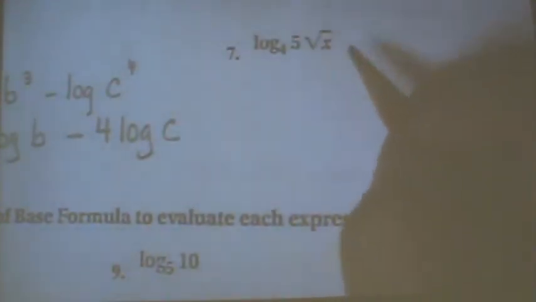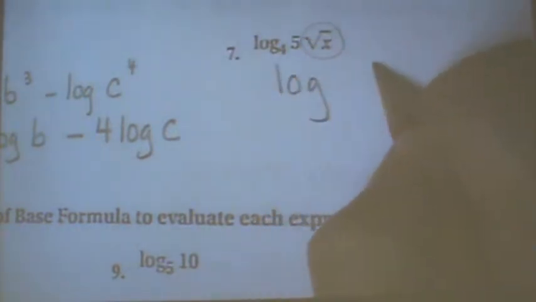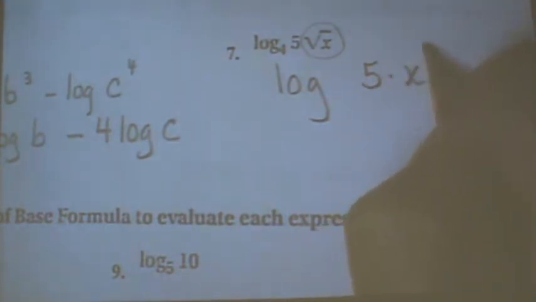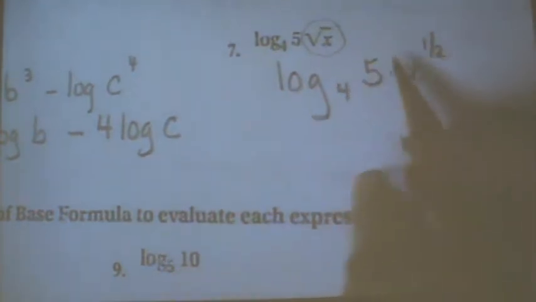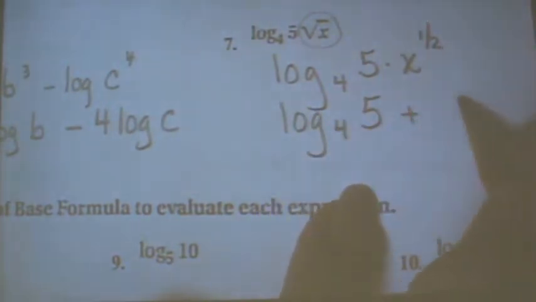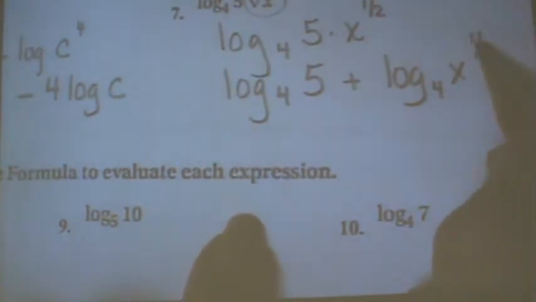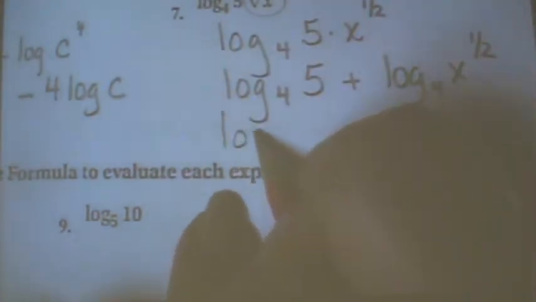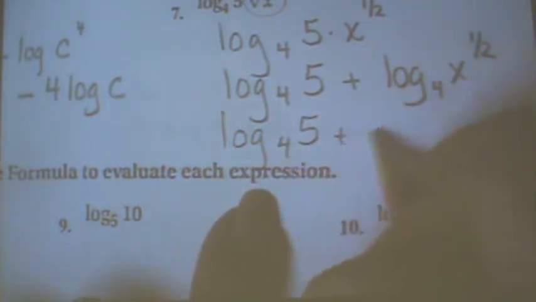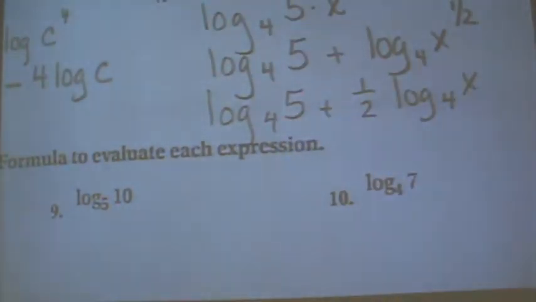And number 7, the square root of x can be written as x to the 1/2 power. So you're going to write this as the log of 5 base 4 plus the log of x to the 1/2 power base 4. And then there's one more thing you can do. You can bring this in front. So the best answer would be the log of 5 base 4 plus 1/2 log of x base 4. So you've got a power rule and the product rule.